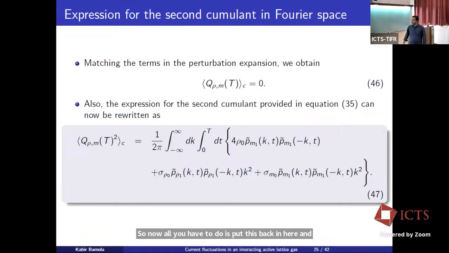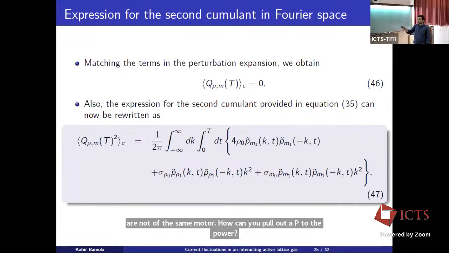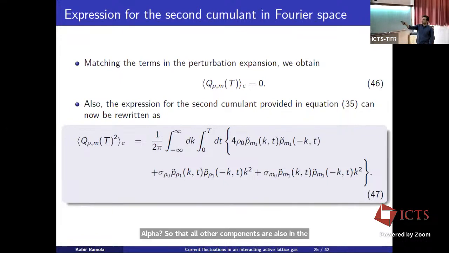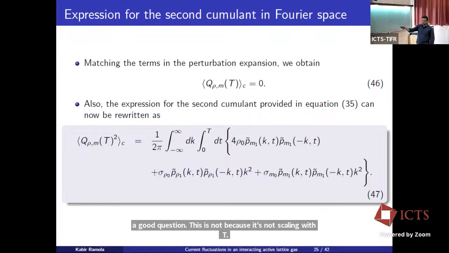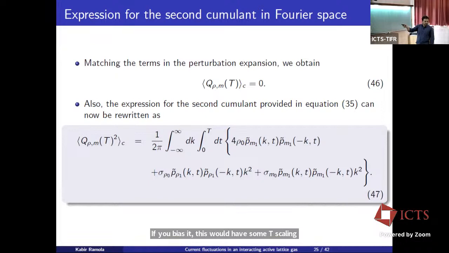Cumulants are not of the same order. How can you pull out a t to the power alpha? And how do you know that all other cumulants are also in the same order? That's a good question. So this is not scaling with t. If you bias it, this would have some t scaling. This has another t scaling because it is a second order cumulant. We don't know what the higher order cumulants are going to be. That's an absolutely good question. In the sense, does the full large deviation function scale with t? That we haven't checked. But up to second order, this is not scaling with t. This is also some square root t. And this would also be some square root t.